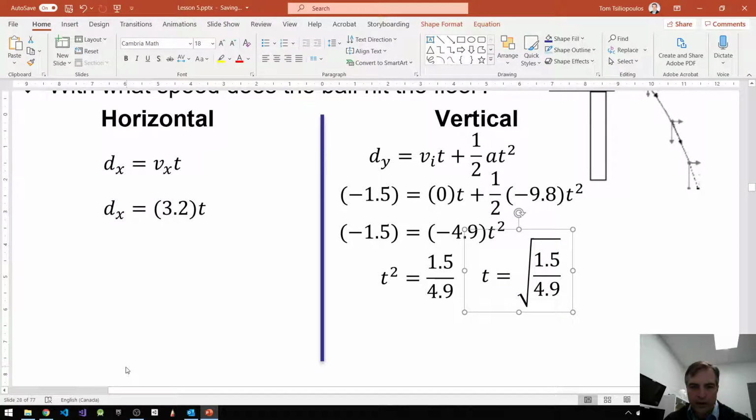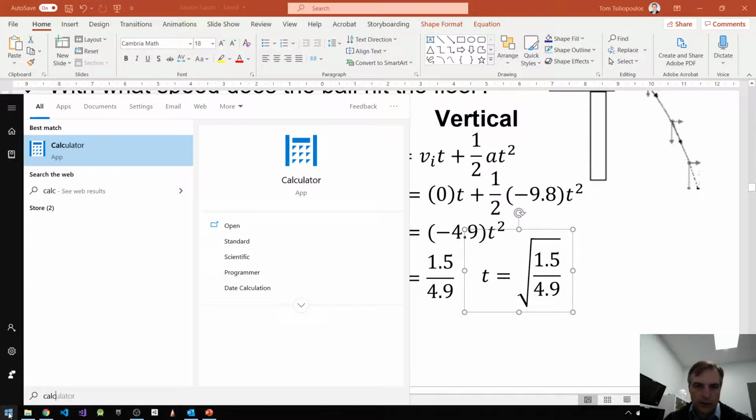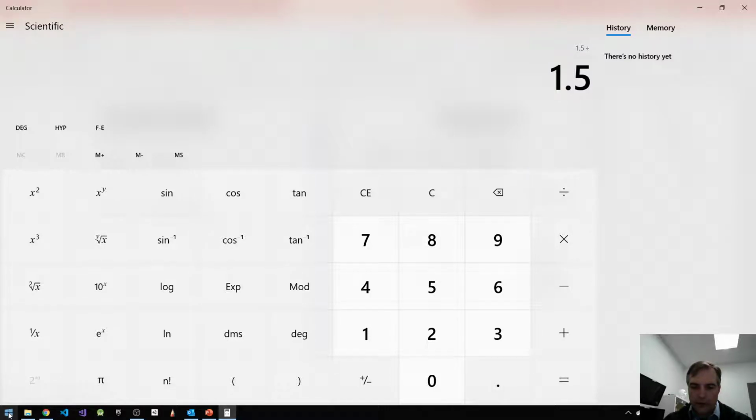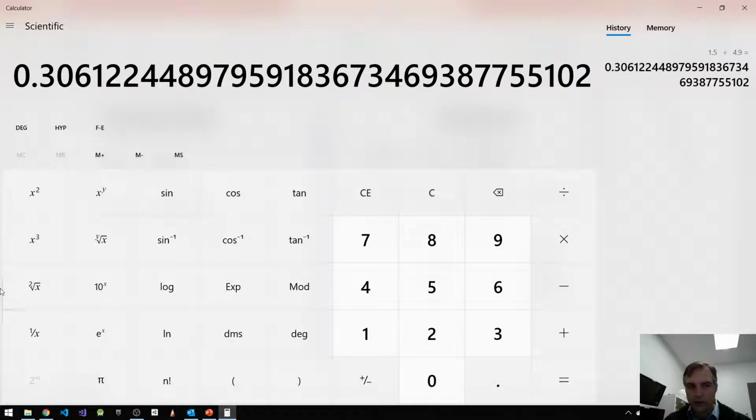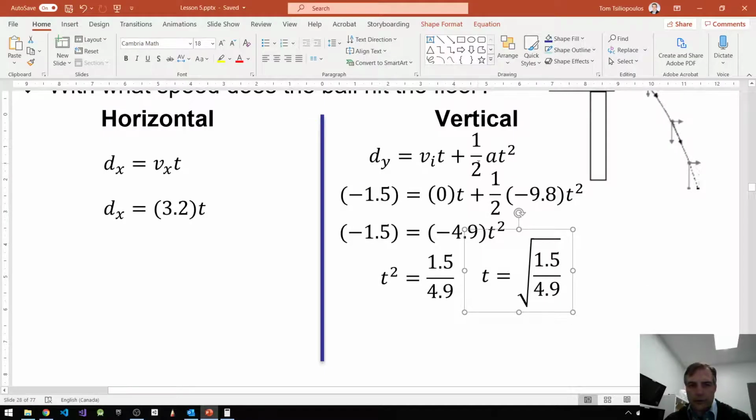Well, if we use our trusty calculator, we can find out what 1.5 over 4.9 is. So we calculate 1.5 divided by 4.9, and that's equal to 3.06122 something. Again, if I was going to take this further, I'm just going to put it next to it to save room. Normally you'd put it underneath it.